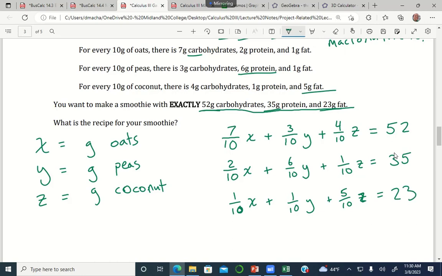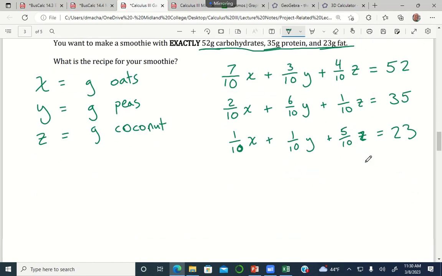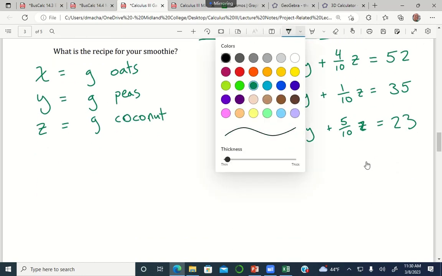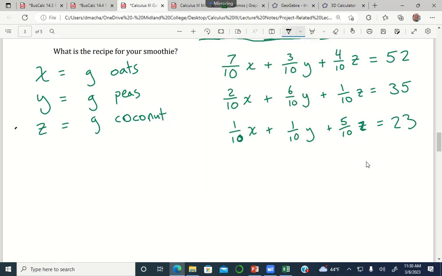So now I've got a system of 3 linear equations with 3 unknown variables. And now I can solve this using Gaussian elimination. The first step is going to be setting up my augmented matrix. And so this augmented matrix is going to read 7, 3, 4, 520, because I'm going to multiply the whole equation by 10, just so I have integer numbers to deal with. And then I'm going to have 2, 6, 1, 350, and then 1, 1, 5, 230.